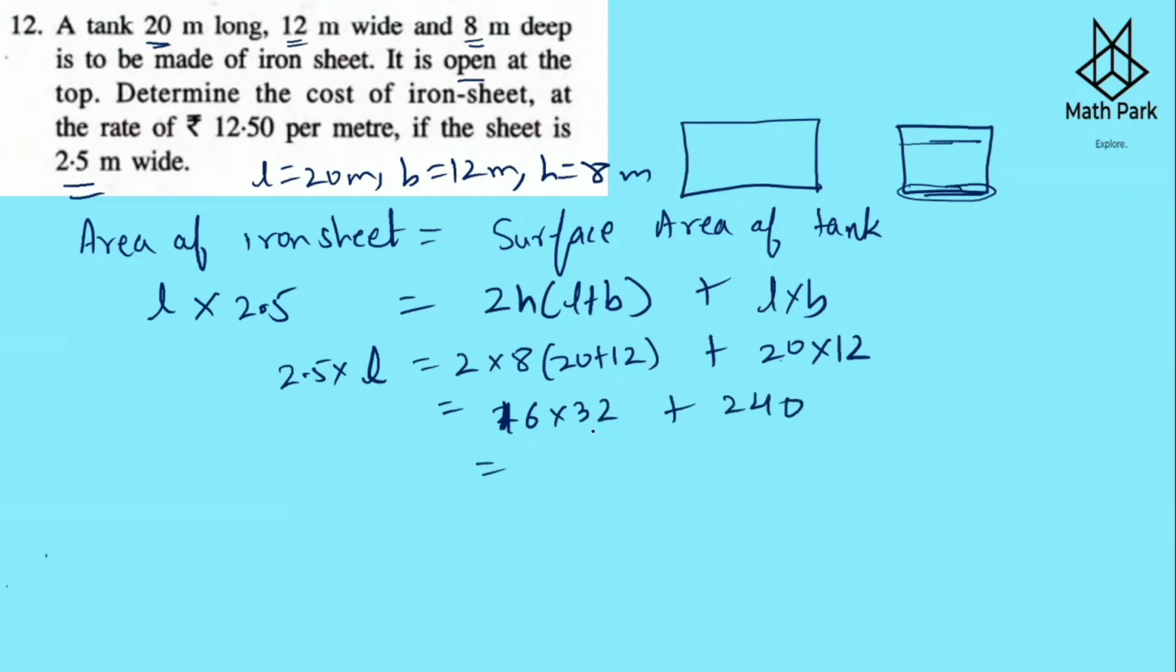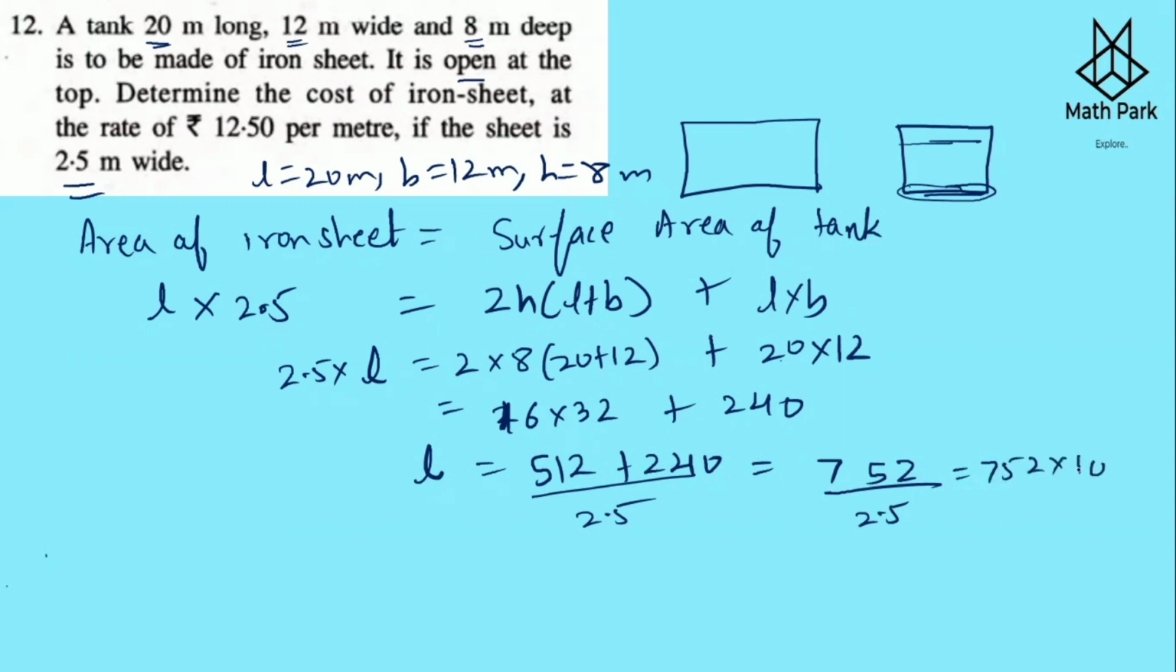So 32 into 16 is 512. 512 plus 240, we get 752. And we have to find l. So you get l is equal to 752 divided by 2.5. So this becomes 752 into 10 upon 25. 5 fives are 25 and 5 twos are 10. So let us keep the length as it is.